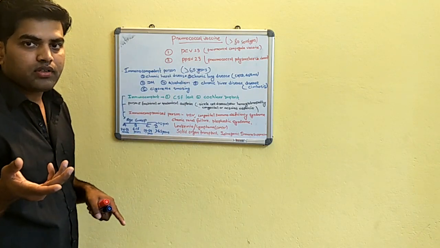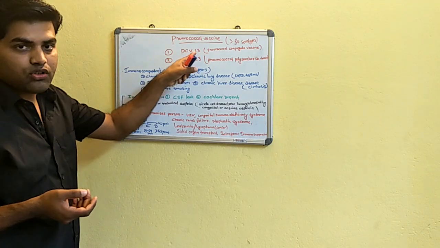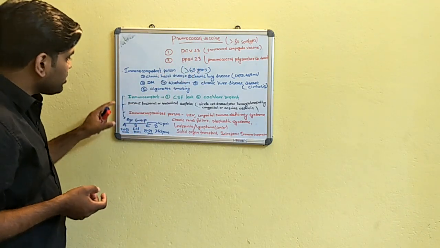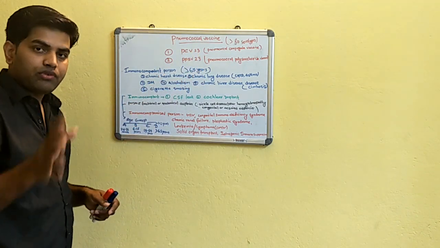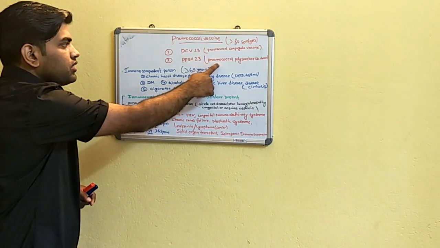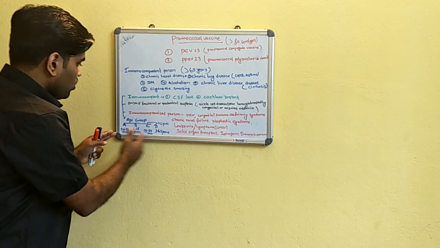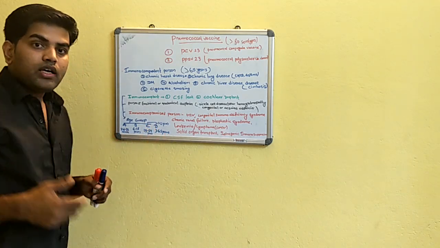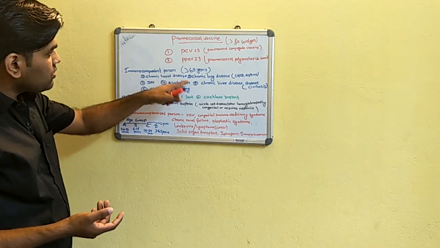There is no point of vaccination which is only this. It is always better that you give both. That is the point. You give the pneumococcal conjugate vaccine, and after 8 weeks you give this pneumococcal polysaccharide vaccine to all these age groups. Only the condition will come as previously discussed.